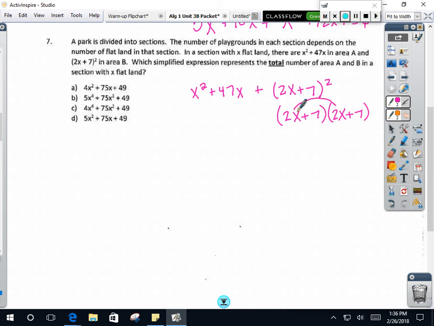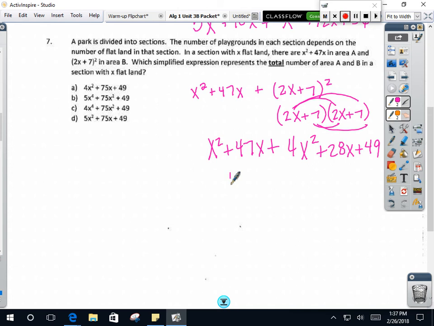So you've got to distribute twice. And that becomes 4x squared plus 28x plus 49. Now we're going to add that to the x squared plus 47x. X squared plus 4x squared is 5x squared. 47x plus 28x is 75x. And then plus 49, which is choice D.